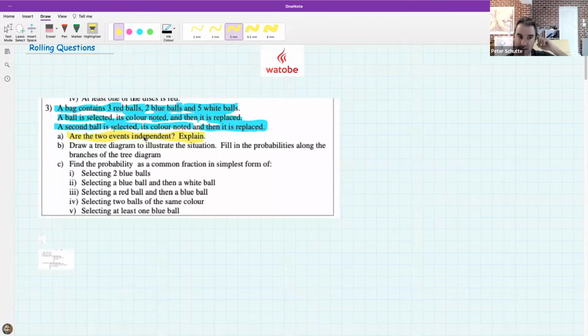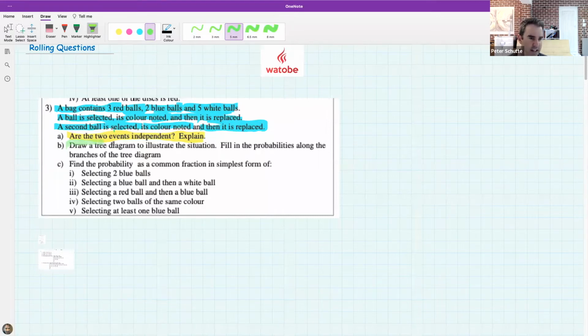However, later in this lesson, we will do a situation where we take a ball out and we don't put it back. And at that time, those events are no longer independent anymore because you've taken one of them out. And so the first event has changed the probabilities for the second event. Okay, let's just start with this.